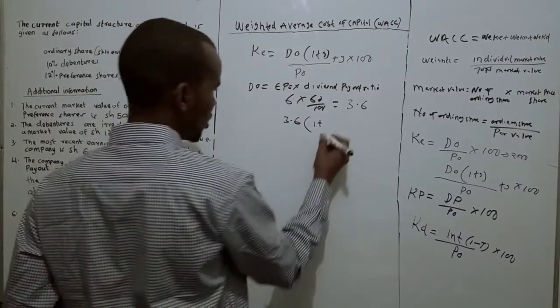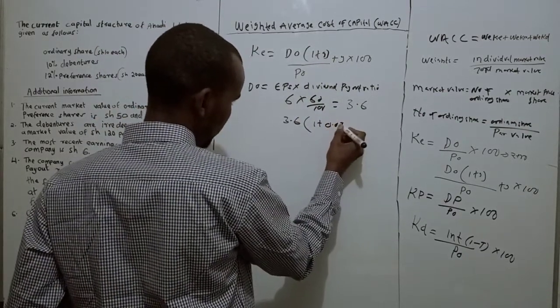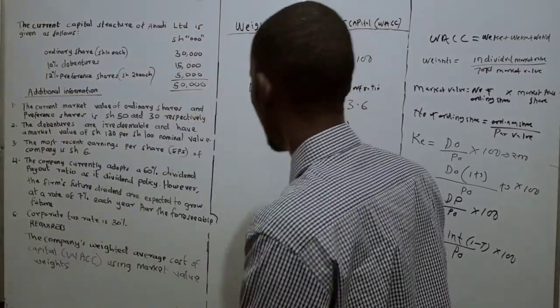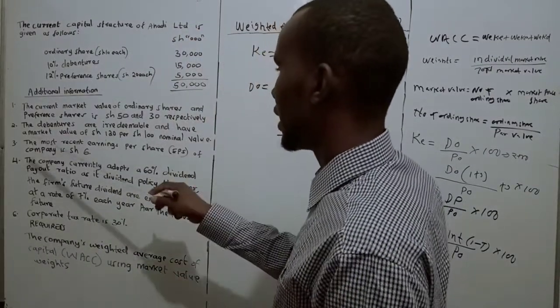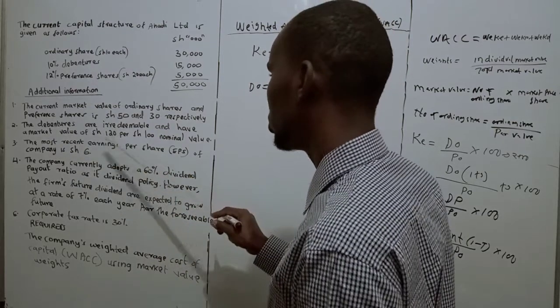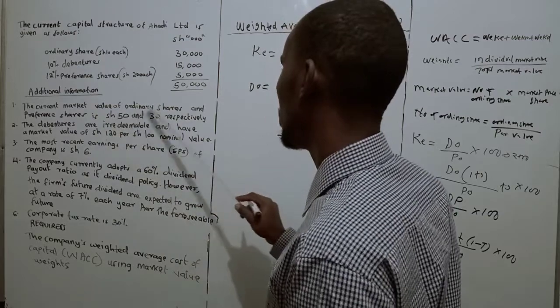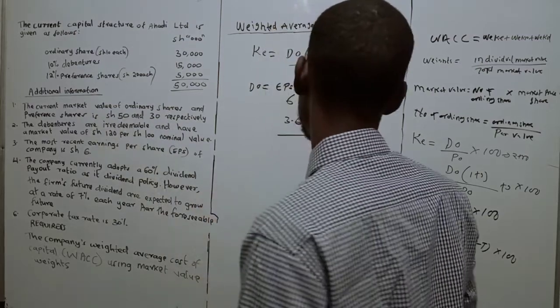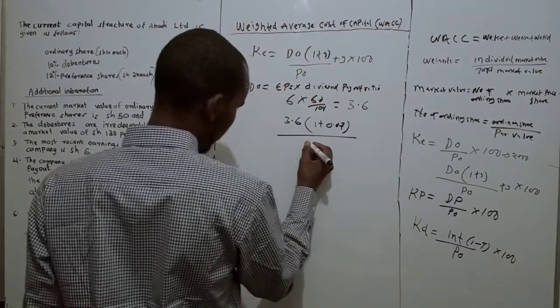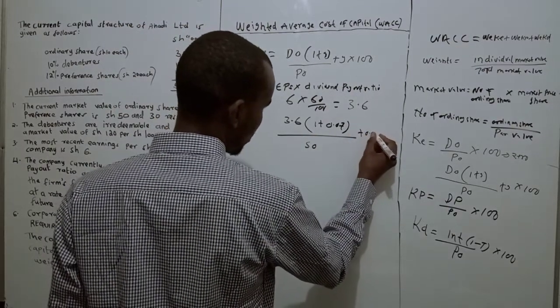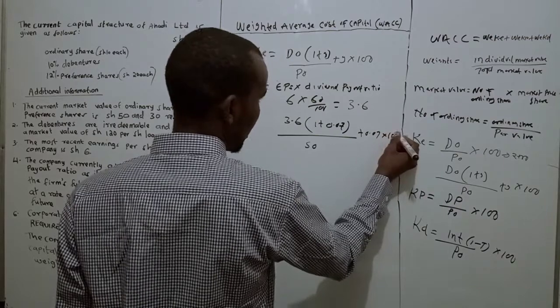7 divided by 100 is 0.07. Then you divide this by the market price. In additional information number 1, we are told the current market value of the ordinary share is 50. Now we divide by 50, then we add the growth rate of 0.07, then multiply by 100.